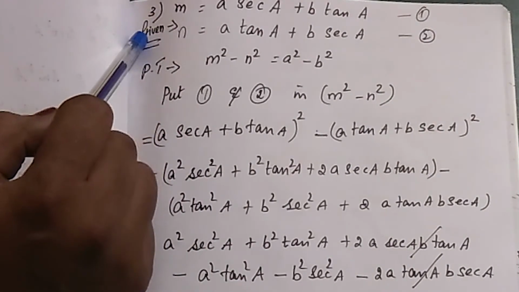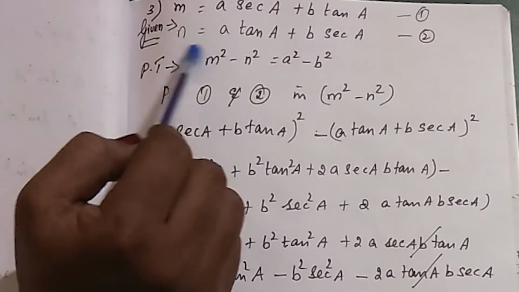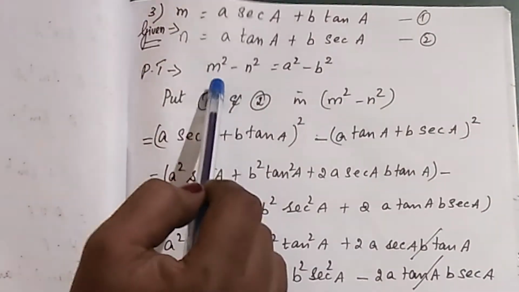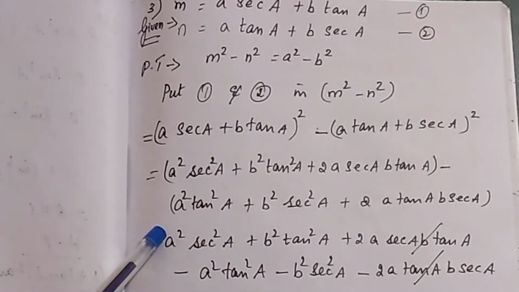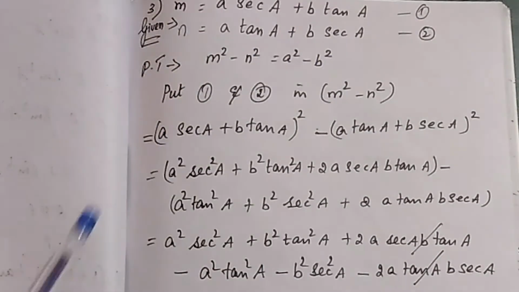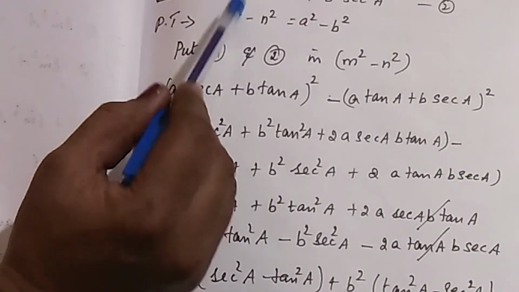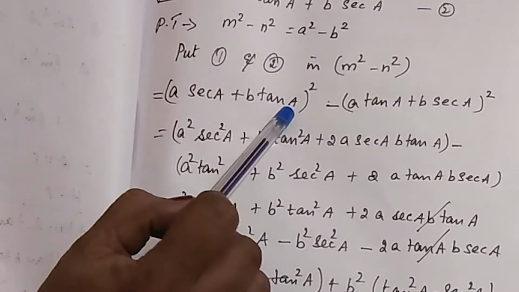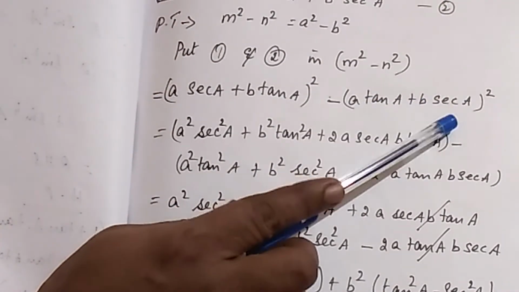Question number 3. m is equal to a sec A + b tan A, given. n is equal to a tan A + b sec A, given. Prove that m² − n² is equal to a² − b². We have to prove it. Take left hand side, m² − n². You know the value of m: a sec A + b tan A. And n: a tan A + b sec A.